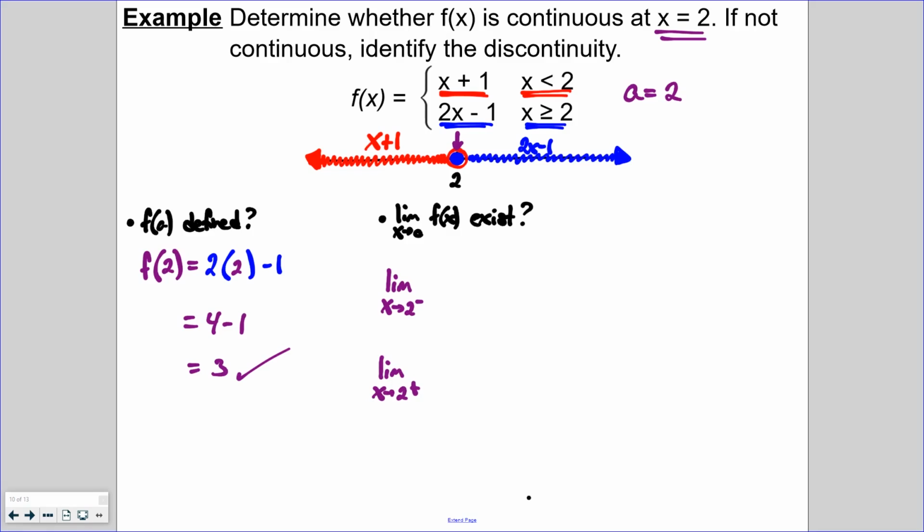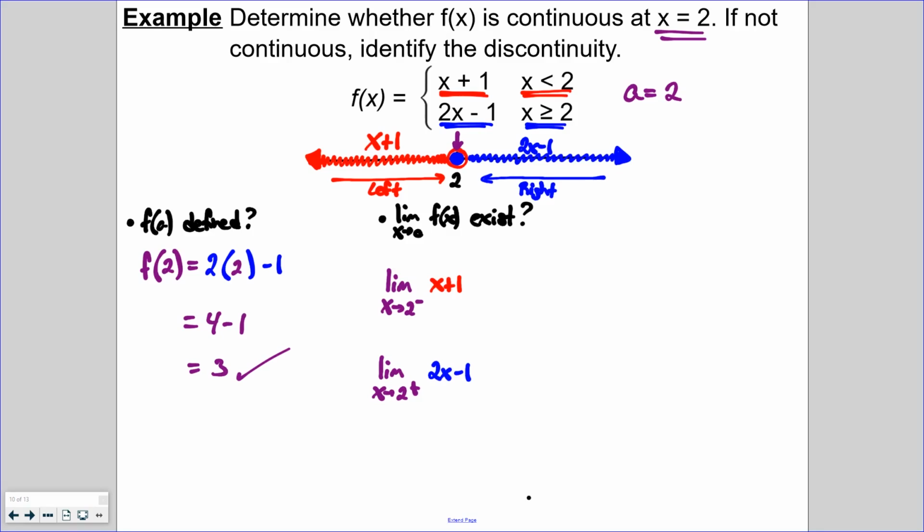Going back up to our number line, we can see that as we approach 2 from the left, we are going to be using the red expression, or x plus 1. And when we are approaching 2 from the right, we can see that we are in blue territory here, which means we're going to be using the expression 2x minus 1 to evaluate that limit.